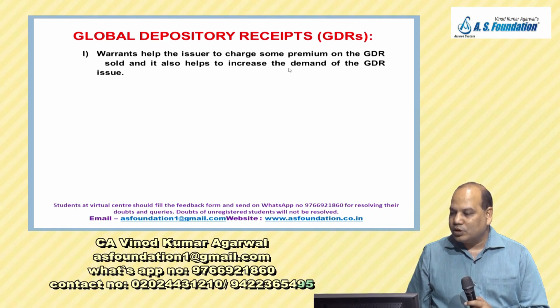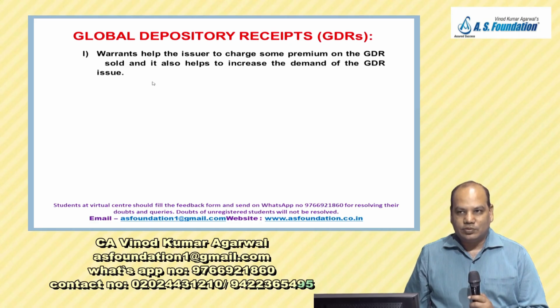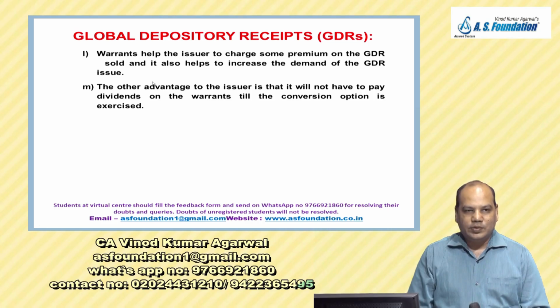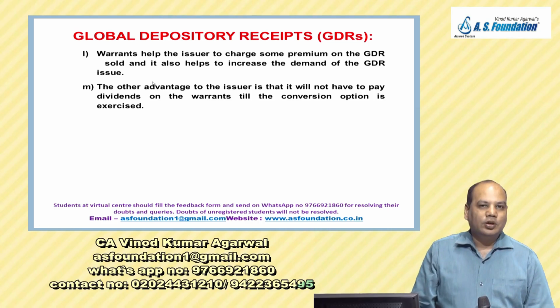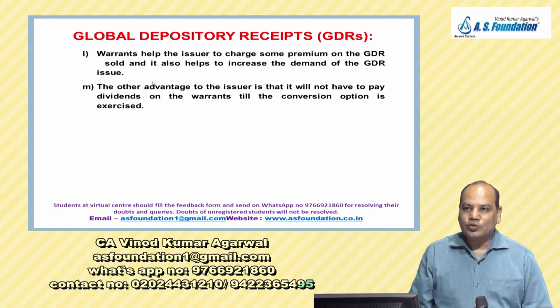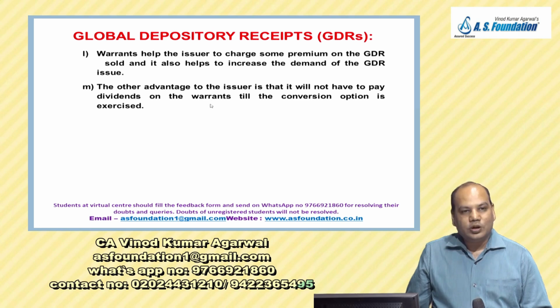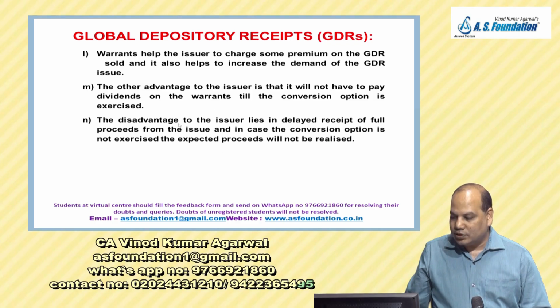So if the share price goes up, you will make profit out of it. Is it right? So therefore they charge premium. It also helps to increase the demand of the GDR issue. It is like an added incentive to the investor. He not only gets the GDR, he also gets the warrant. The other advantage to the issuer is that it will not have to pay dividend on the warrant. Dividend is not paid on warrant till the conversion option is exercised.